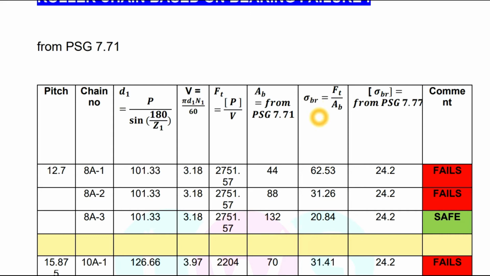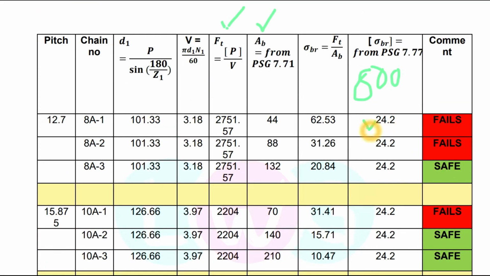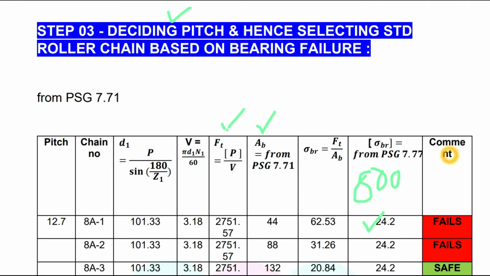Next is sigma BR, the bearing stress. This is the calculated bearing stress, and the formula is FT upon AB. FT value you will get from here, and AB from this column. Then next is the allowable bearing stress, sigma BR. This value you will get from PSG 7.77. Select our maximum speed, which is 800. For 800 you will get the allowable bearing stress, which will be 24.2. Okay, the last column is the comment.